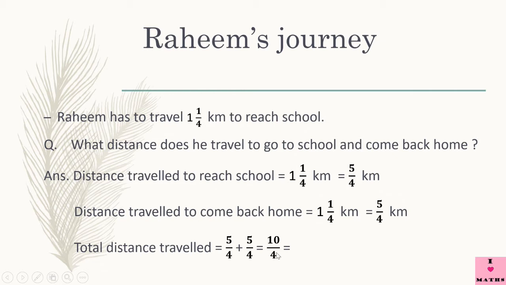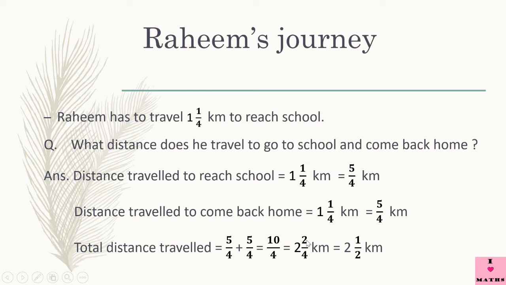So let us change it into a mixed number, because a mixed number is something with which we can relate to. We can understand it better. Okay, so let us change it. Upon means divide. So 10 divided by 4. So 4 twos are 8. So 2 whole and 2/4 is the answer. So it means children, he has to travel 2 kilometer and 2/4 kilometer.